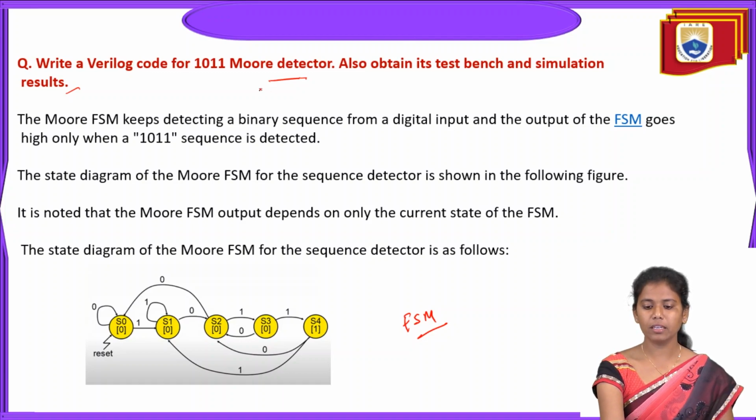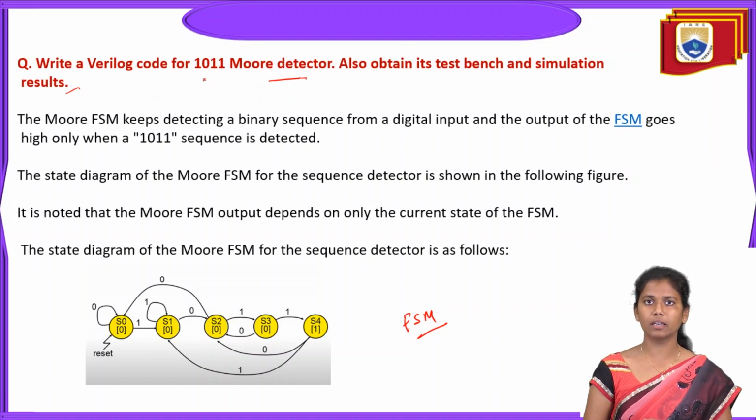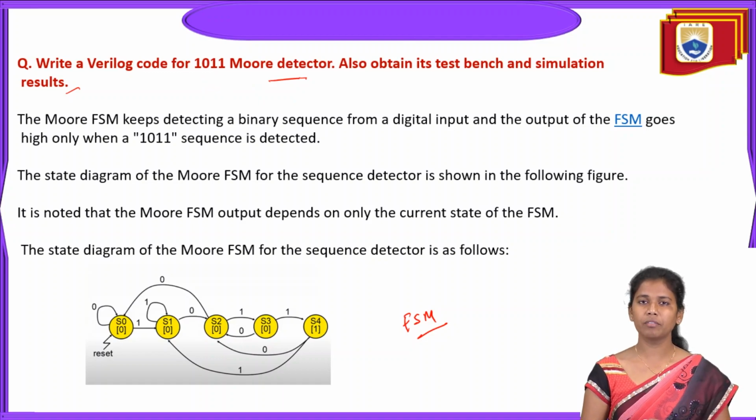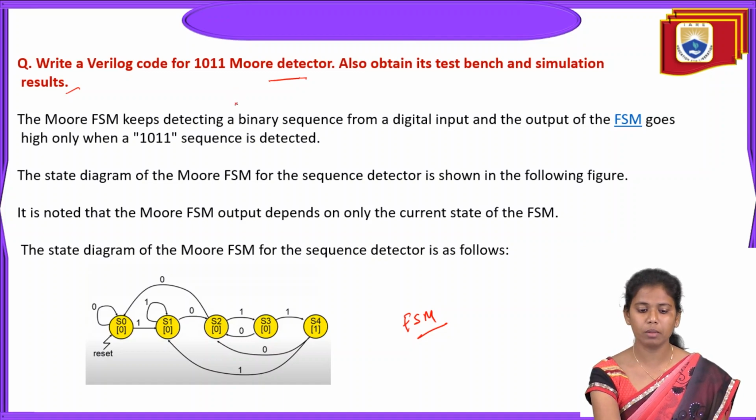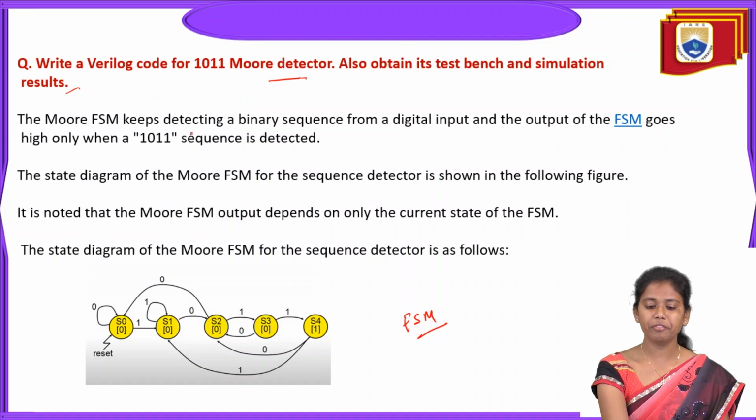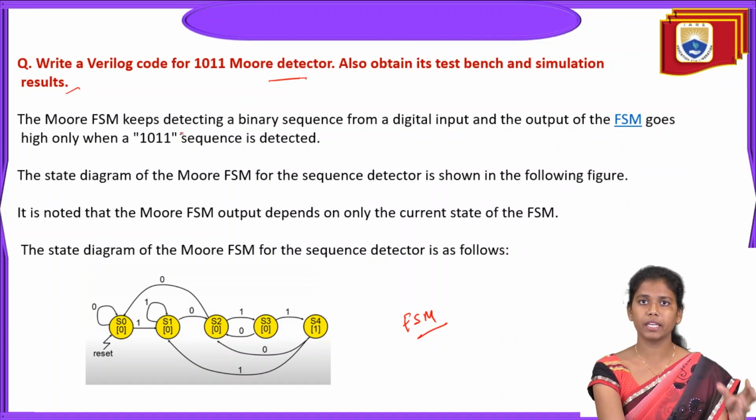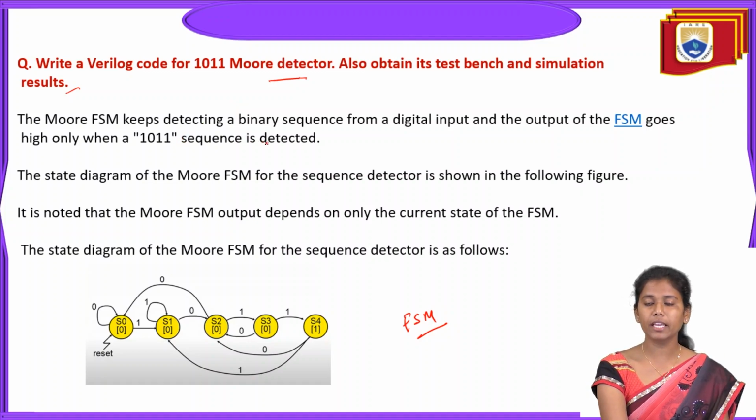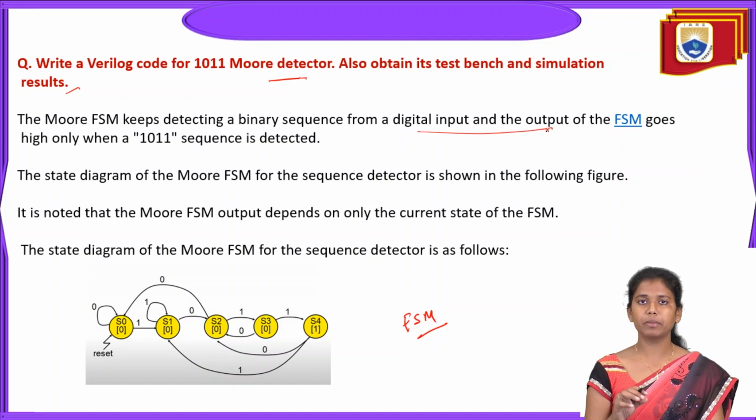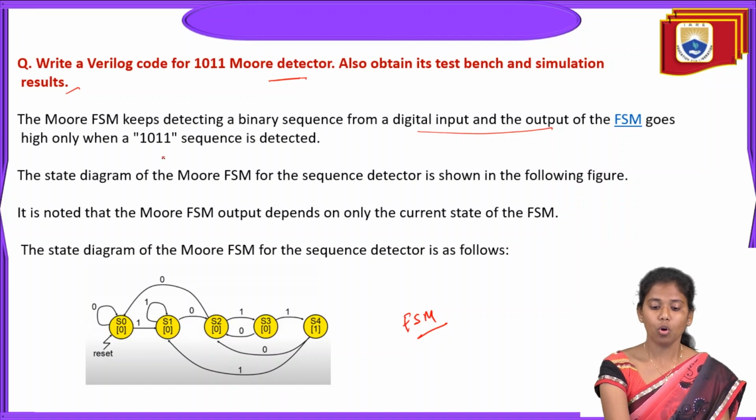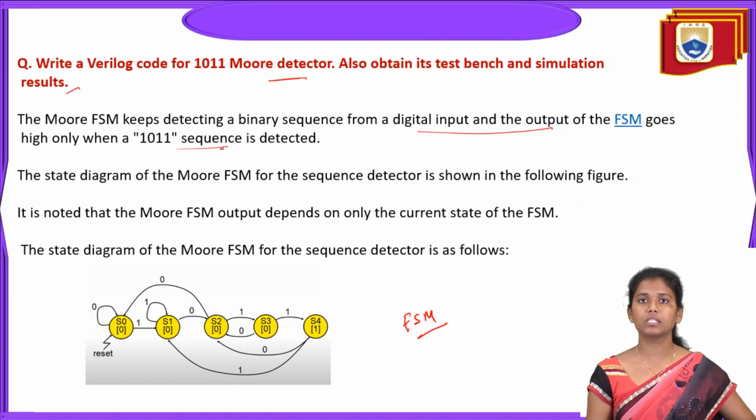Now coming to the problem, the 1011 mood detector. We have discussed the sequential detector, or the sequence detector, as well, right? So what is this 1011 mood detector all about? Here, the Moore FSM, the finite state machine, keeps detecting a binary sequence from a digital input, and the output of the FSM goes high only when the 1011 sequence is detected.